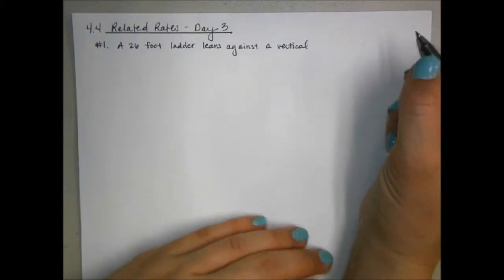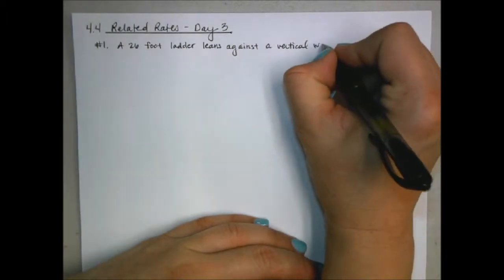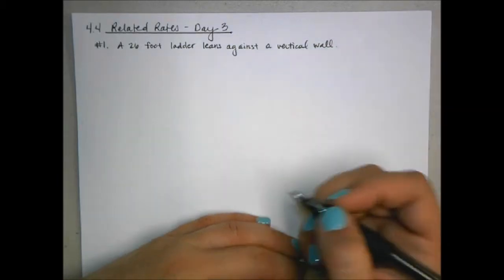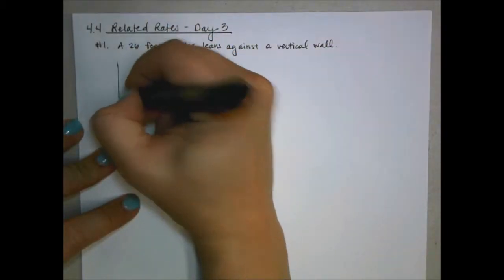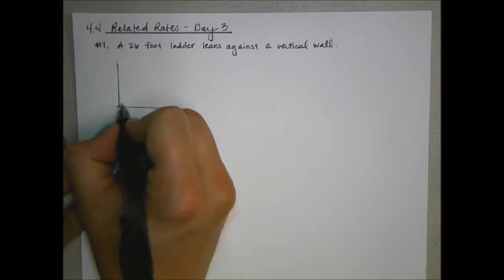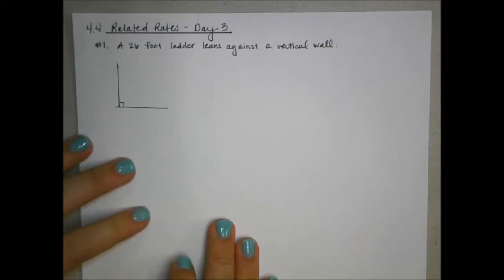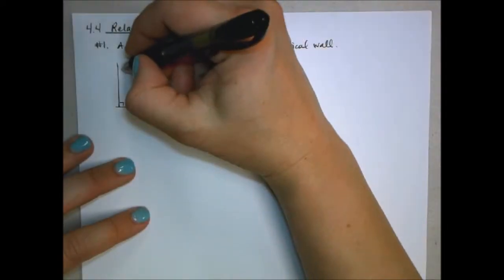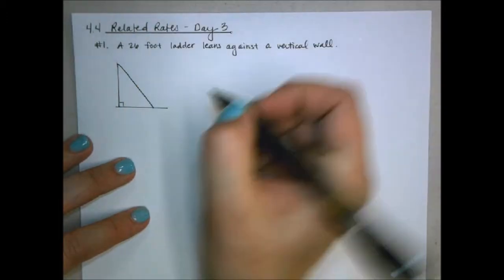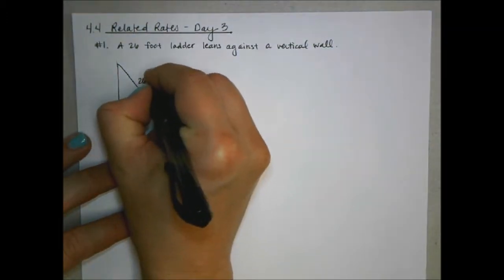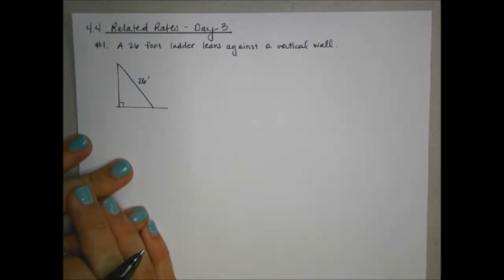So a 26-foot ladder leans against a vertical wall. So let's get a picture in here. Just like last time, the wall is perpendicular to the ground. The ladder itself is always 26 feet long, so we get to label this as 26 feet since it's constant.